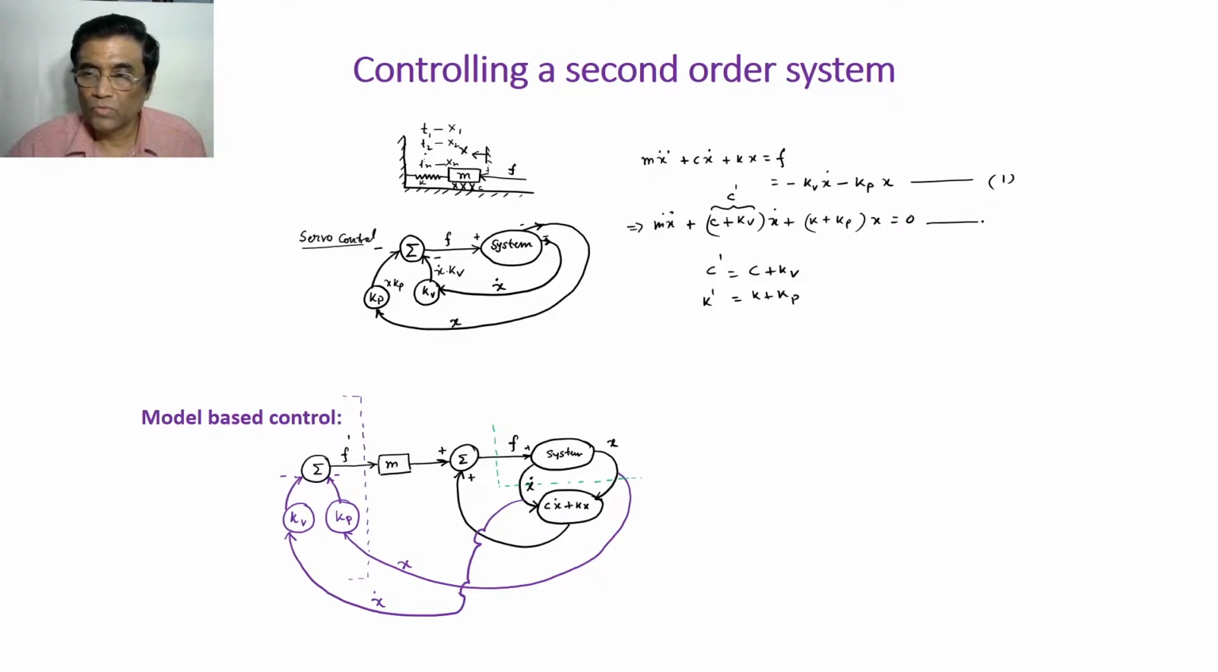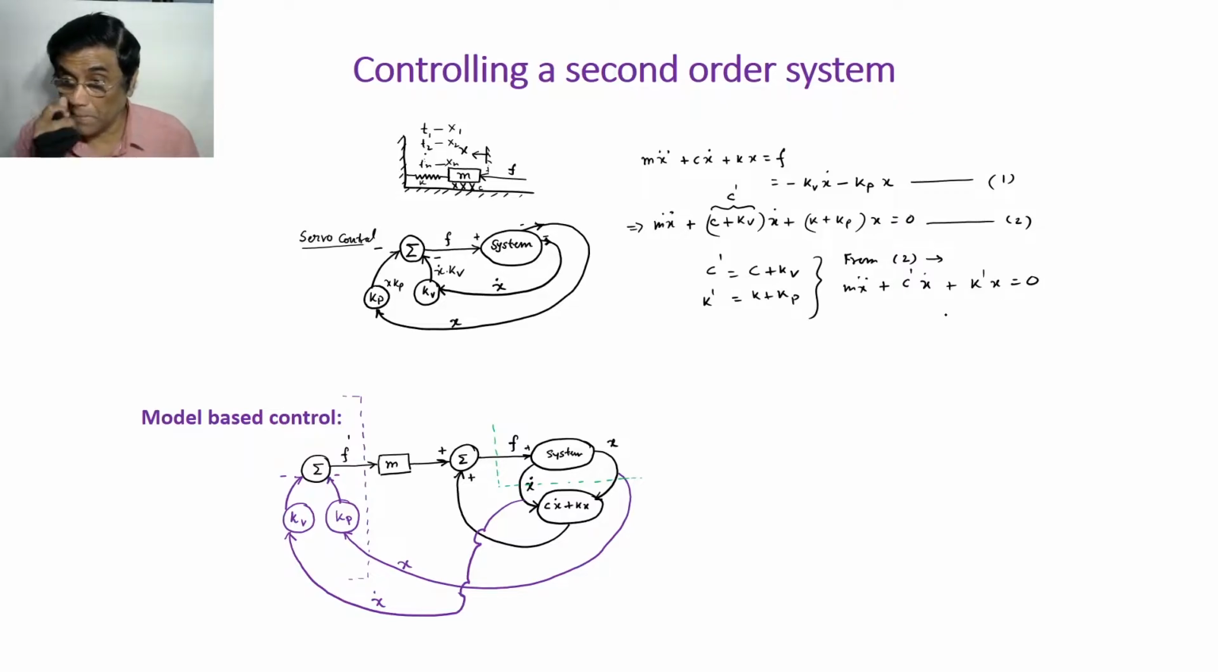So from equation 2, what we are getting? M x double dot plus c prime x dot plus k prime x equal to 0. So this is again second order. I have reduced it, although I have excited it with this, and I have designed a servo controller.